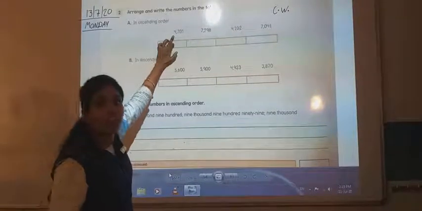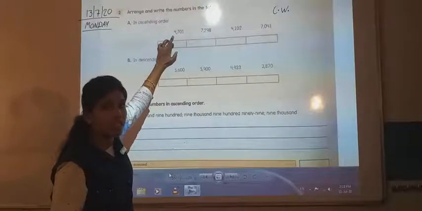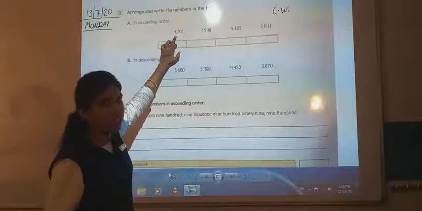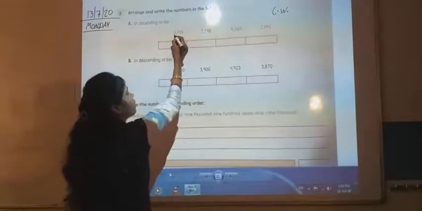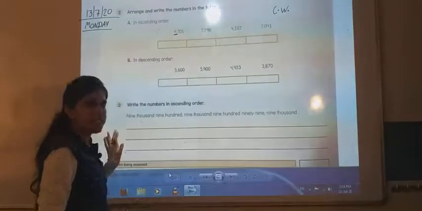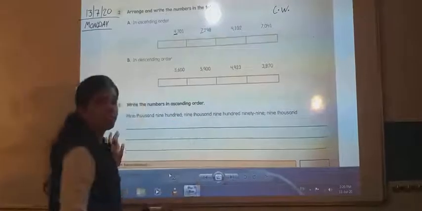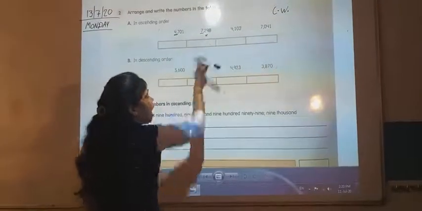First of all, we will start from the largest place. The largest place in a 4-digit number is the thousands place. Now compare from the thousands place. In the first number we have 4 at the thousands place, and in the other number we have 7. 7 is the greater number, so we will compare it after.